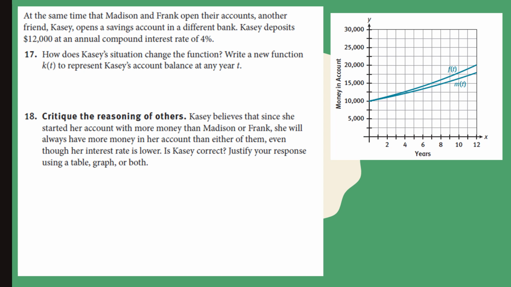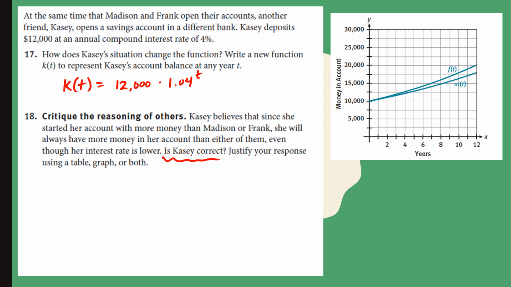All right, so hopefully you came up with K of t would be 12,000 for starters, times, and her growth factor is going to be 1.04, to the power of t. So Casey believes that since she'll start her account with more money than Madison or Frank, she'll always have more money in her account than either of them, even though her interest rate's lower. Is she correct? Well, you'll have to try some experimentation and justify your response using a table, a graph, or both.